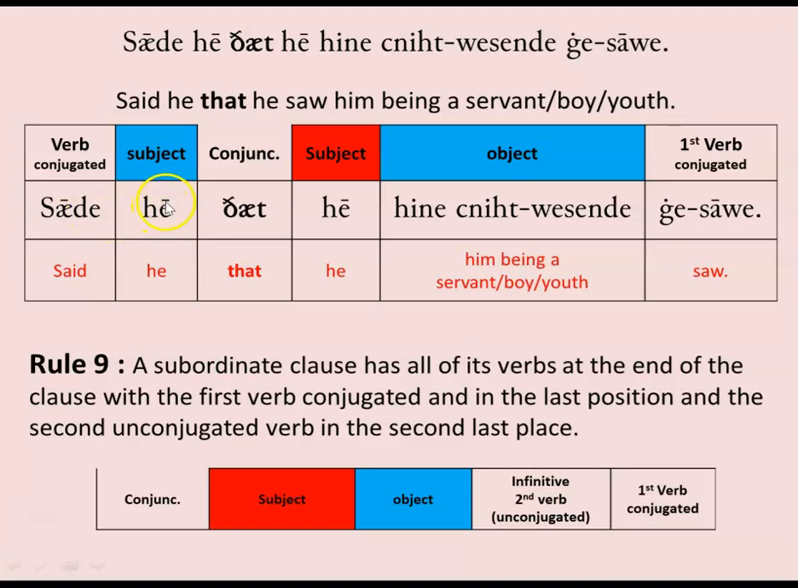Said he. Anyway, subordinating conjunction "that", he, the object, "hinne knecht wesende", him being a servant boy youth, saw, the verb at the very end, past tense. Okay, second person past tense, "yasawe". Okay. Rule 9. A subordinate clause has all of its verbs at the end of the clause with the first verb conjugated and in the last position and the second unconjugated verb in the second last place. And if there's any other verbs, they'll go in the third last place, unconjugated in the infinitive form, and so on if there are even more verbs.